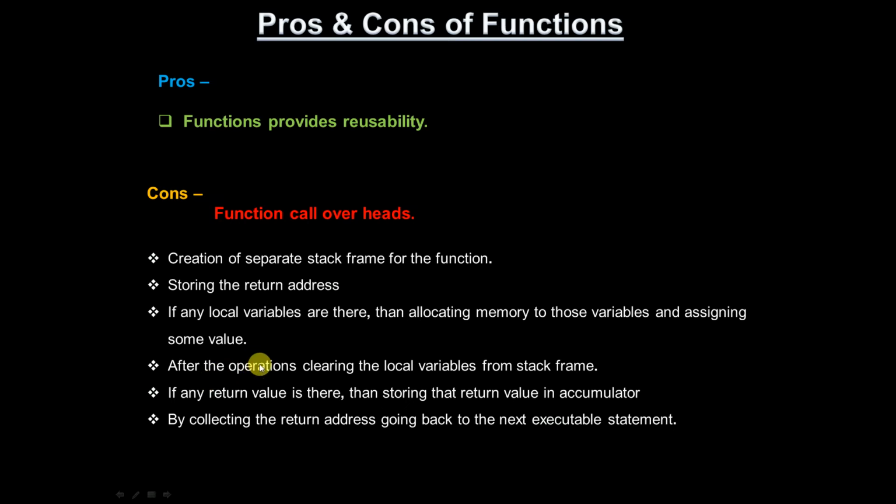After that, once the operation is done, you have to clear all the local variables from the stack frame, whether local variables or pointers, whatever you have created. All the local stuff you have to remove. And if any return value is there, say for example, if your function is of non-void return type, then whatever it is returning, you have to store it in an accumulator and give it back to the caller of that function, and by collecting the return address, go back to the next executable statement. So these are function call overheads.